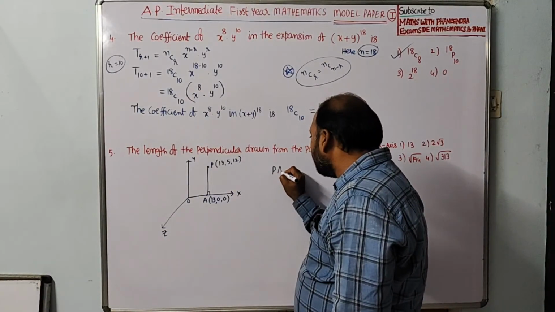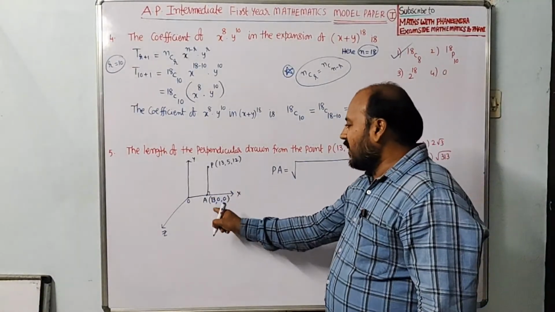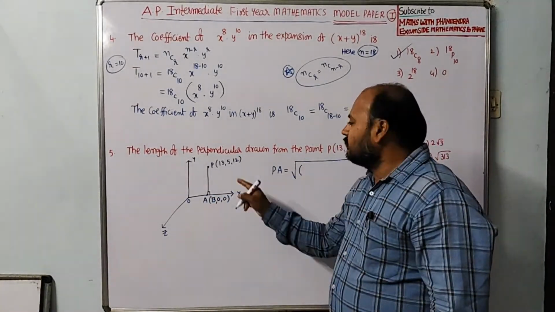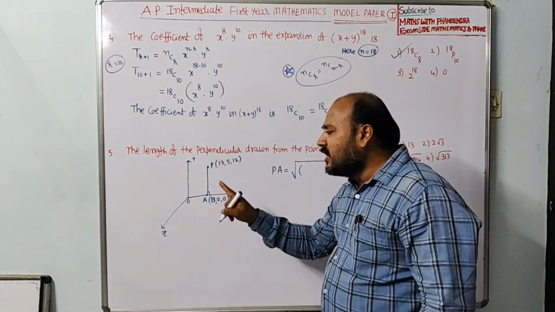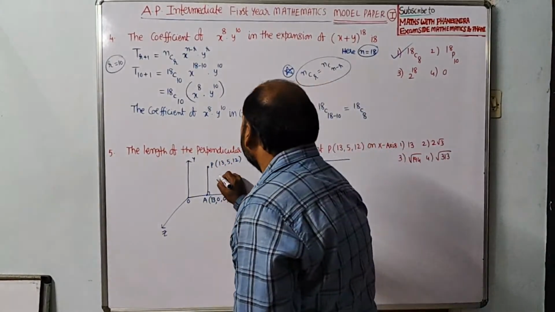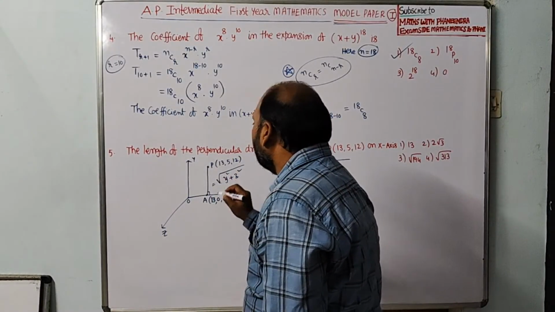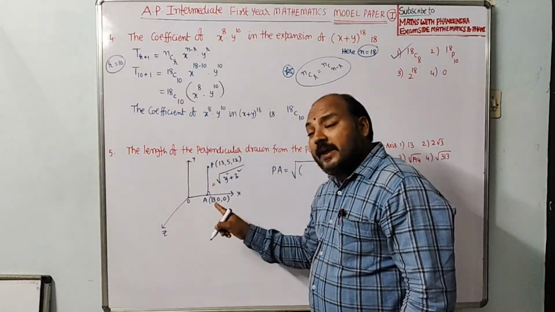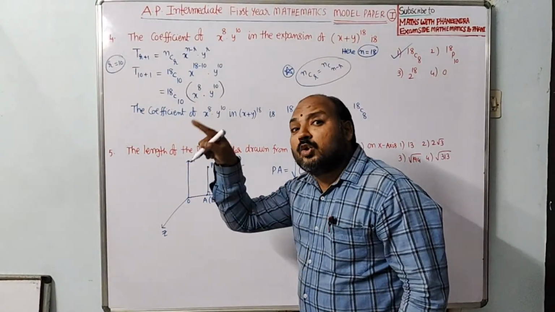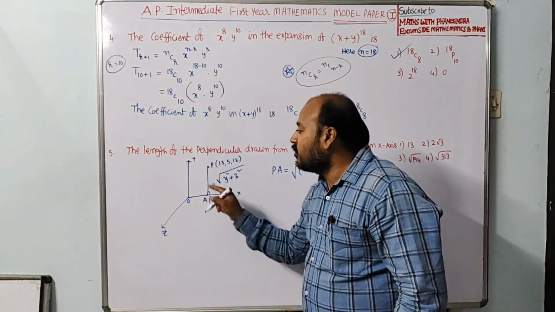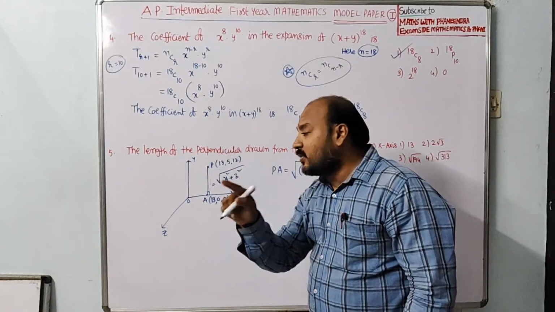So PA is equal to root over (x2 minus x1) whole square and so on. Otherwise, whenever they ask to find the length of perpendicular from point P to the x-axis, it is root over y square plus z square. Suppose from point P to the y-axis, it is root over x square plus z square. From point P to the z-axis, it is root over x square plus y square.